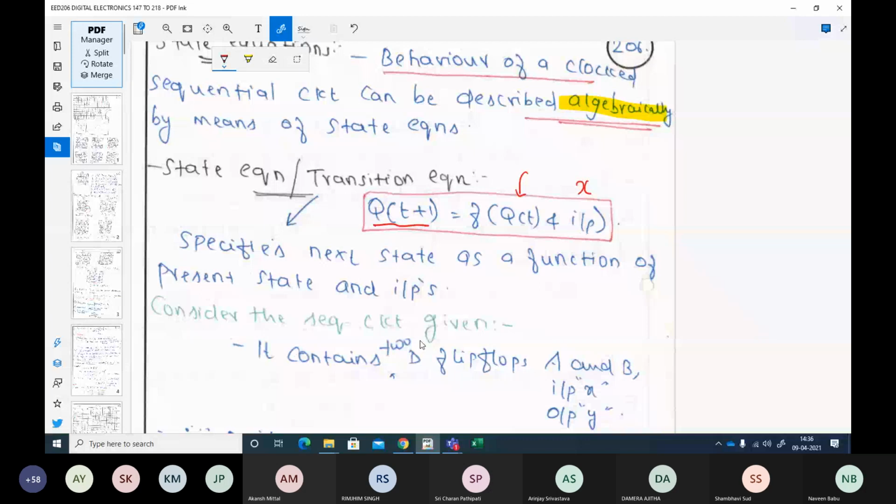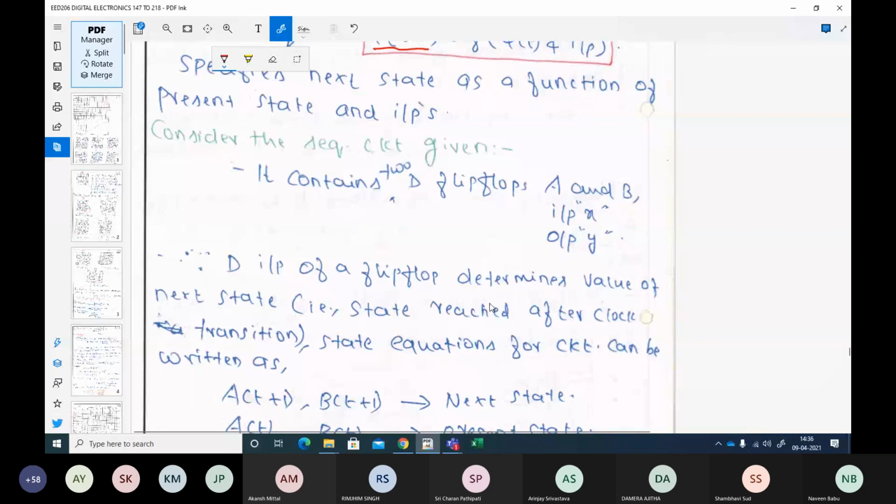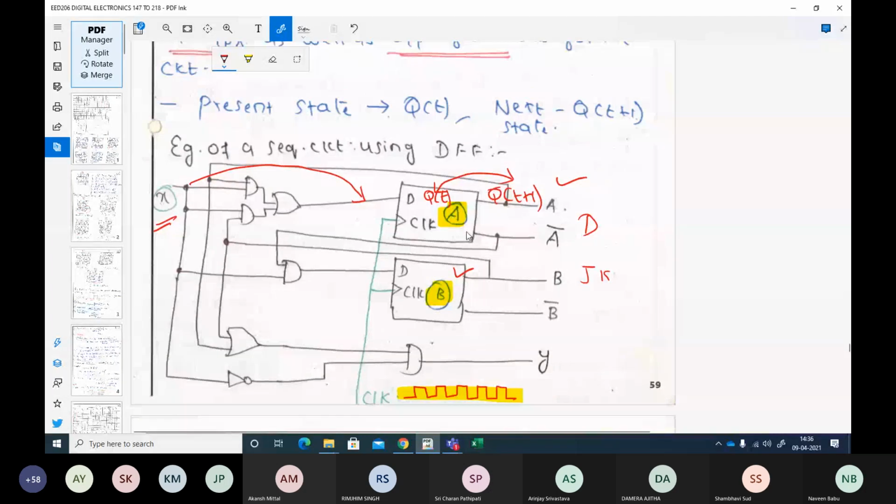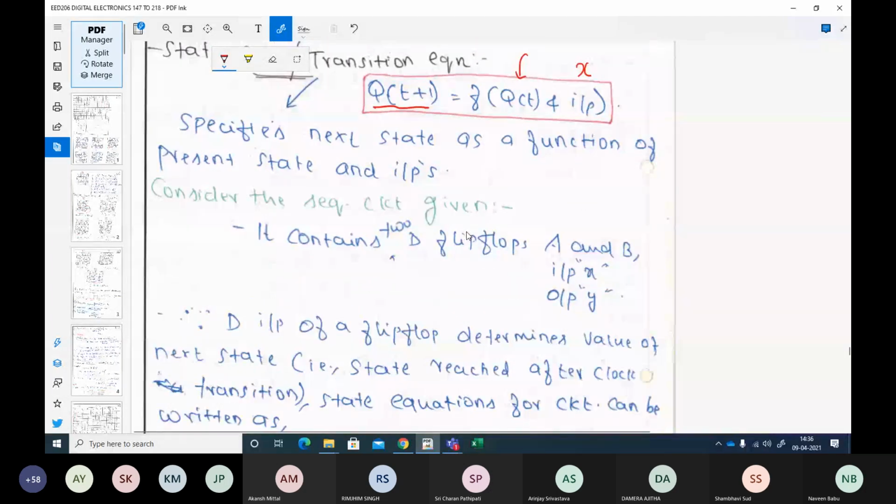Now, let us consider the given sequential circuit here. For this particular sequential circuit that we have given, what are the state equations? Now, what are the inputs of a D flip-flop and what are the outputs of this particular circuit diagram? The inputs are, let me erase the inks and highlights.